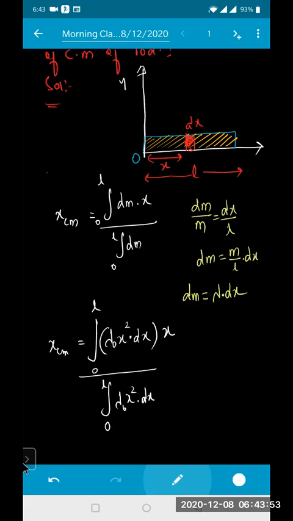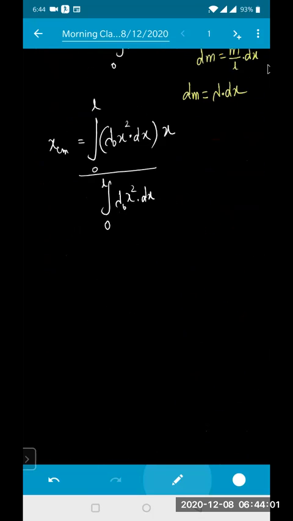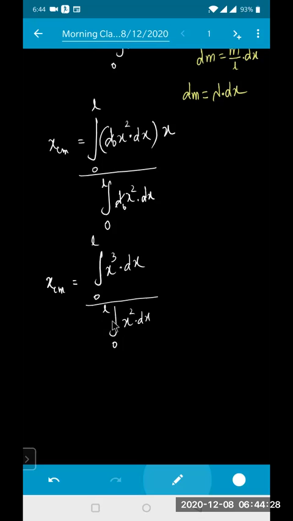Now integrate this. What is constant in this? Lambda naught is a constant, so this will cancel. X square into x is x cube. This is the integral of x cube into dx, with limit 0 to L, divided by, lambda naught cancelled, the integral of x square into dx, with limit 0 to L.